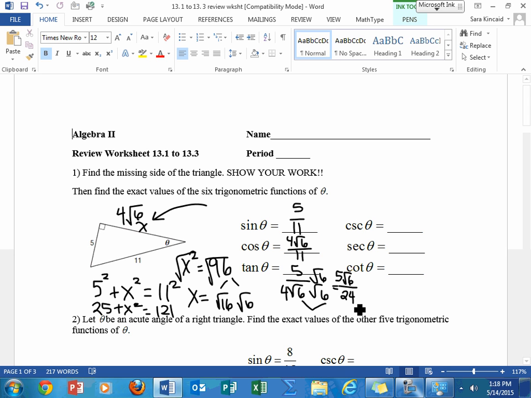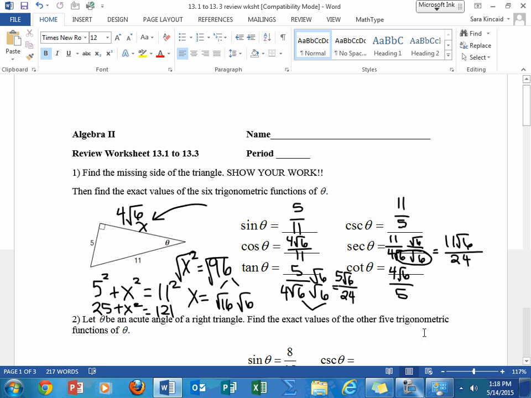Now cosecant is, again, the flipped over version of sine, 11 over 5. Secant would be 11 over 4 square roots of 6. But one more time, you can't leave the square root in the bottom, so we'll rationalize that denominator. We get 11 square roots of 6 over, remember these two guys multiply to make square root of 36, which is 6, so 4 times 6, again, 24. And then the cotangent is the flipped over version of the tangent, so that would be 4 square roots of 6 over 5. So that's finding that missing side and setting up those values.